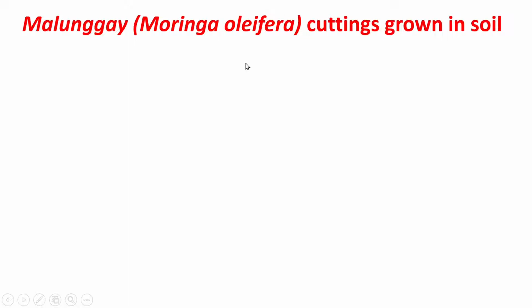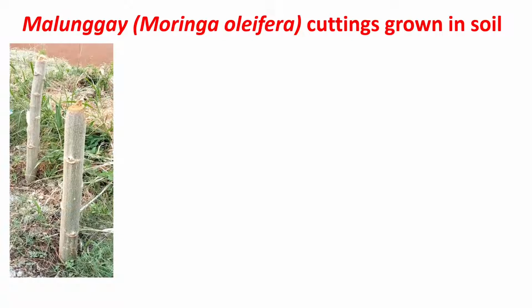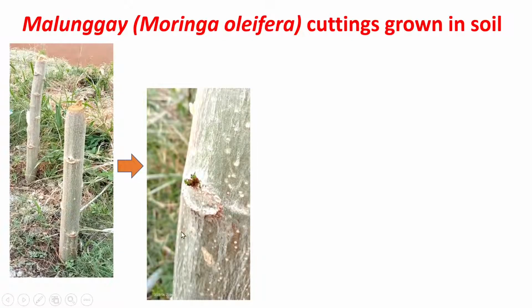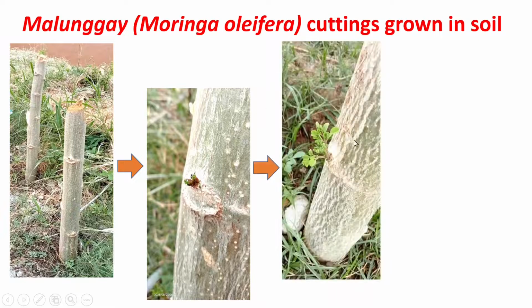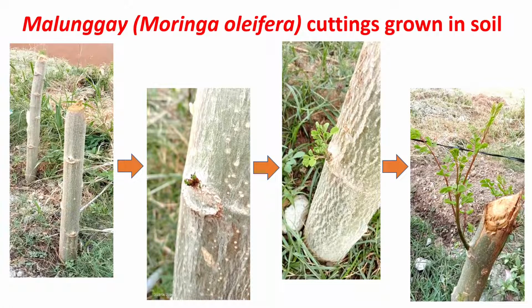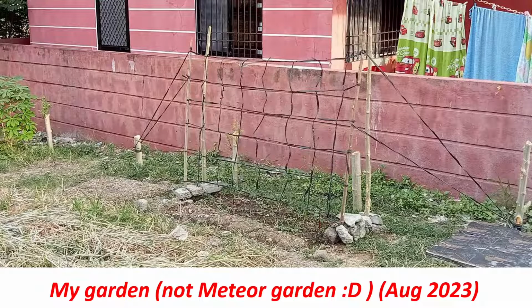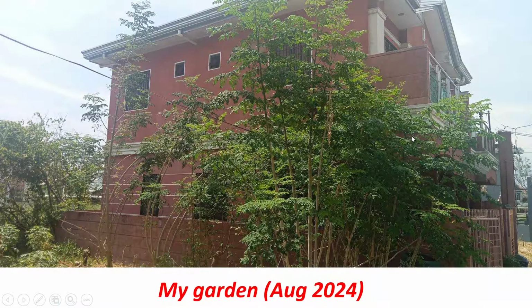Now, another one would be malunggay, Moringa oleifera. In the house that we rented, there was a plot of land, so I cut some branches of malunggay and planted them there. After a few weeks, the buds started to grow, and later on you have leaves, and after that the branch has grown bigger. So this is what my garden used to look like last year, 2023. There are the malunggay cuttings that I had, and then 1 year later, today in 2024, this is what my garden looks like.